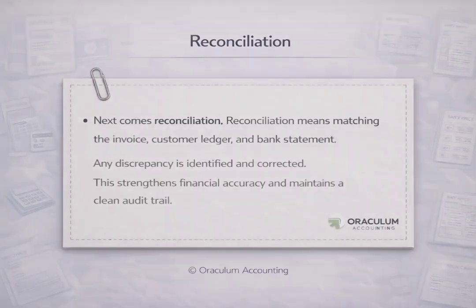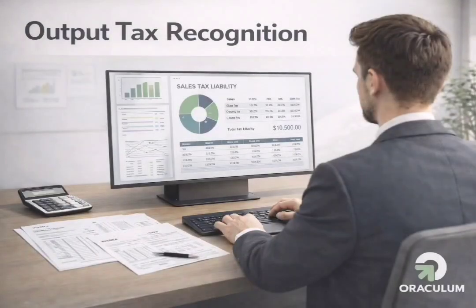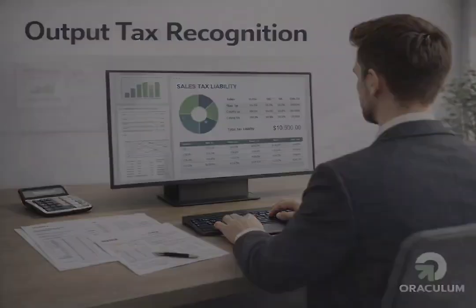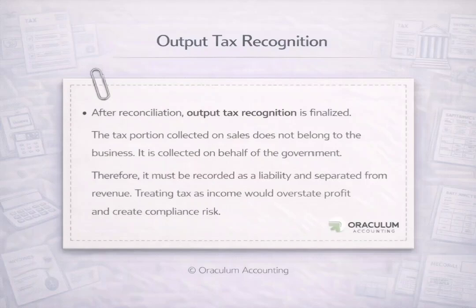After reconciliation, output tax recognition is finalized. The tax portion collected on sales does not belong to the business. It is collected on behalf of the government. Therefore, it must be recorded as a liability and separated from revenue. Treating tax as income would overstate profit and create compliance risk.